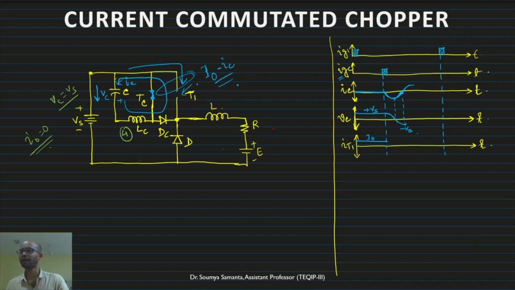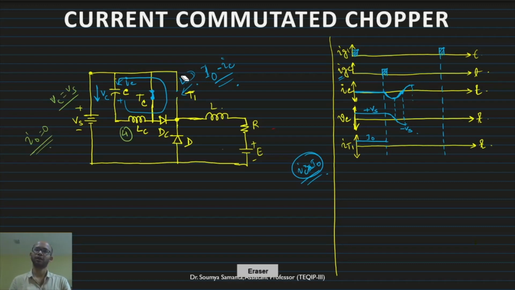Now IC is gradually increasing and after some time IC will reach its peak value. The moment this IC reaches I naught, or goes beyond, greater than or equal to I naught, whenever this happens, this will turn off the thyristor T1. Thyristor T1 will be turned off. So now the circuit is open, this current will not flow.